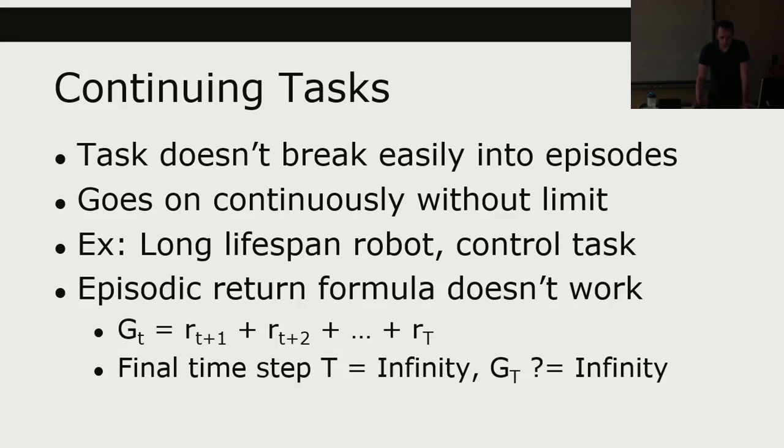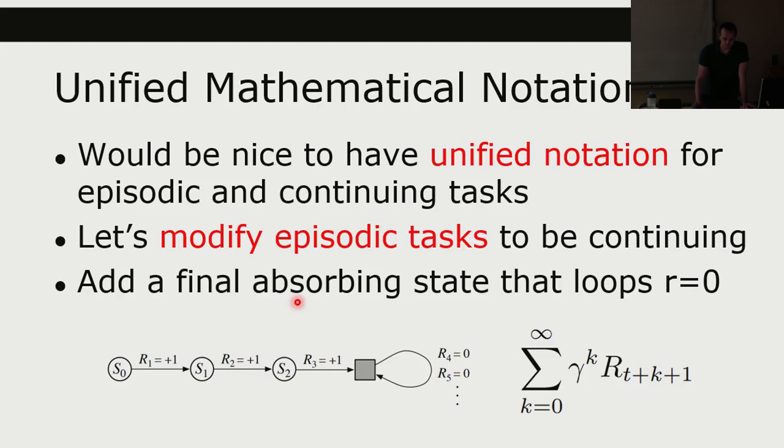The return that we've been looking at so far is a formula that stops somewhere. The final time step is at T, but for a continuing task, T is probably going to be infinity. So how do we take this concept of a return, which is a finite sum, and do this for continuing tasks? What we're going to do is introduce a unified mathematical notation, the same notation for both episodic and continuing tasks.